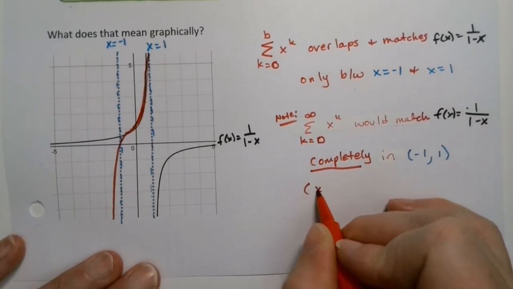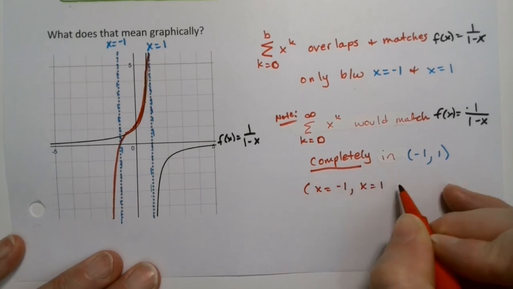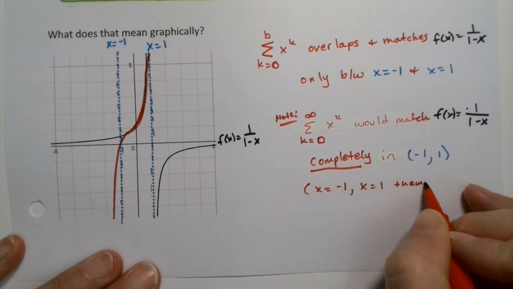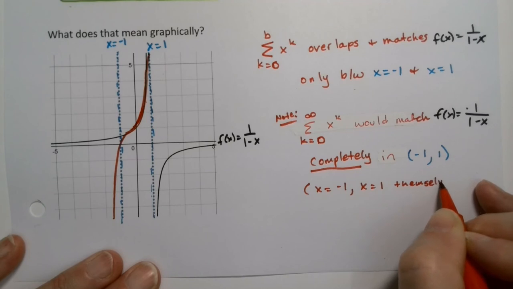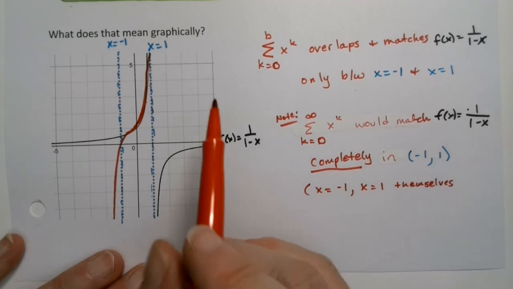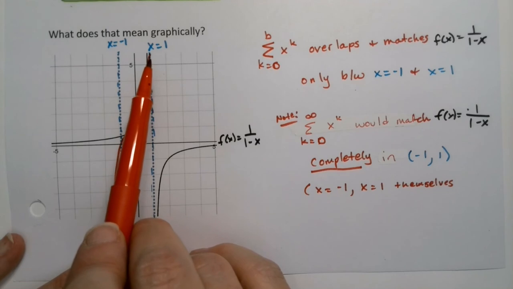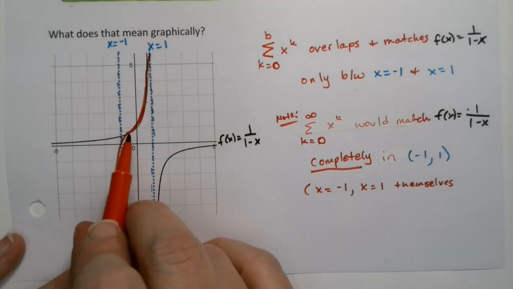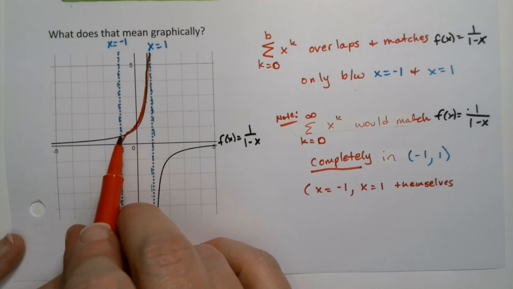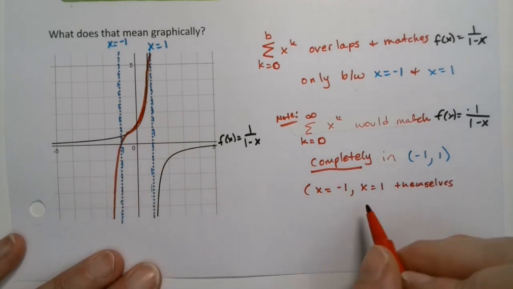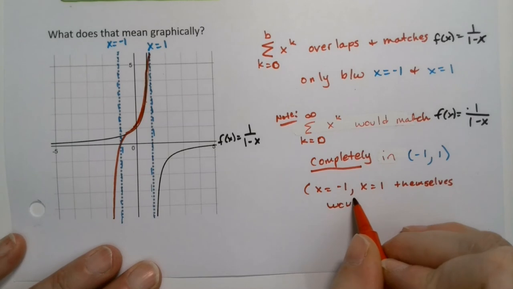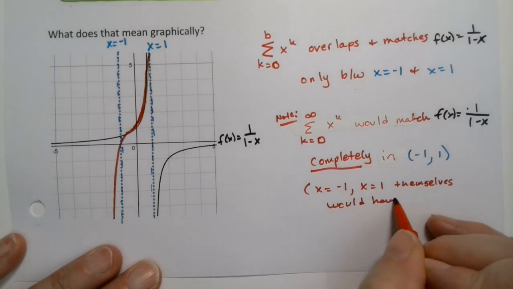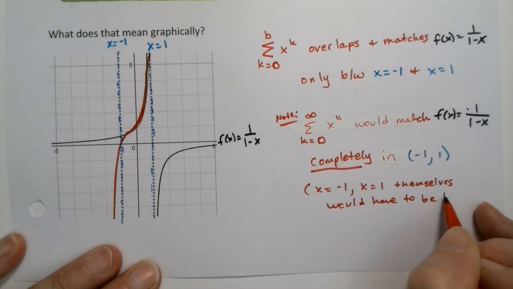x equals -1 and x equals +1 themselves would need to be tested. It's not going to match over here because that's an asymptote, so there's no way. But it is possible over here on the left that maybe that red curve would touch that spot, or maybe it wouldn't. We would have to test it.